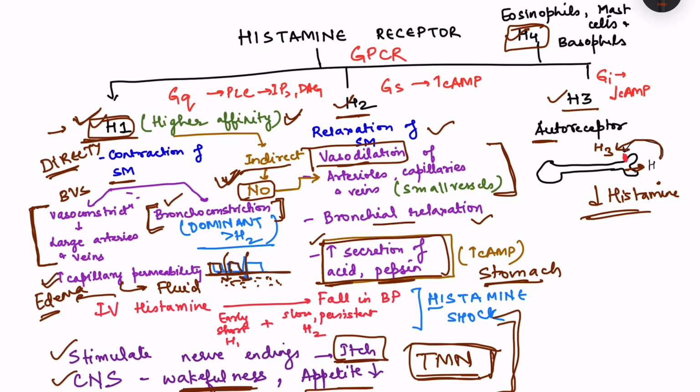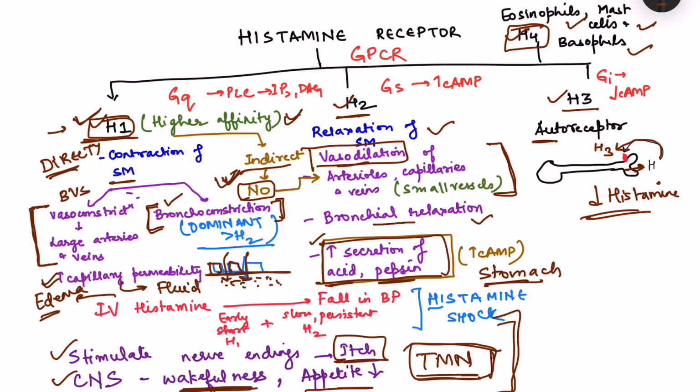H4 receptors are present in eosinophils, mast cells and basophils, and they are responsible for activating these cells and causing more chemotaxis of the cells. So activation of the H4 receptor basically increases the inflammation. Okay, so this is very important.